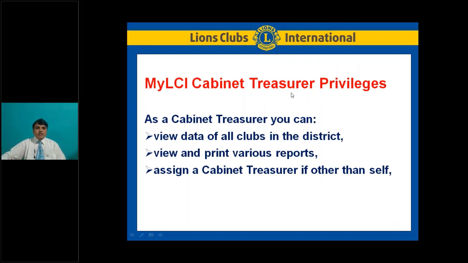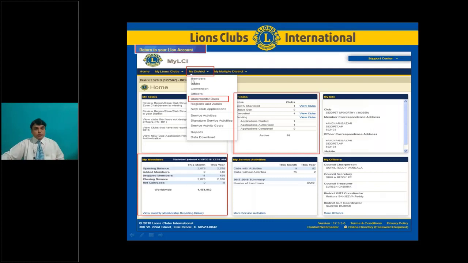And you have LCA cabinet treasurer privileges. You can view data of all the clubs in our district, and view and print various reports. When it comes to MyLCI, in my district you can see statements and dues, and whichever clubs have been chartered, cancelled, or in status quo, you can see here. And coming to membership records, you can see here.